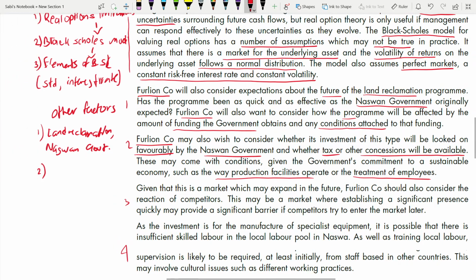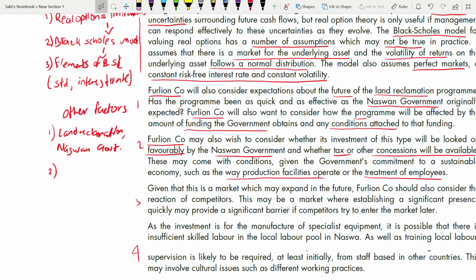Now coming to the third point. So the second point, what was it about? Tax, other favorable treatment, whether the investment is sustainable.